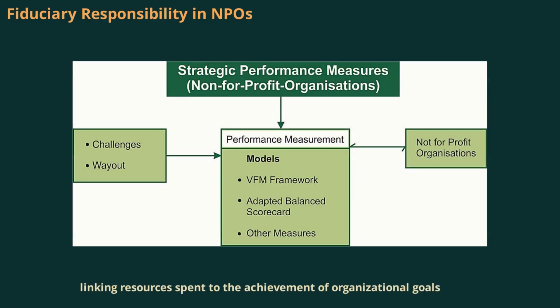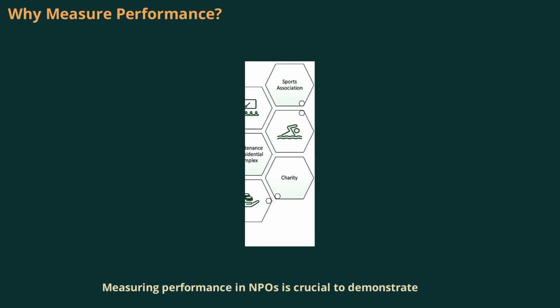As a result, measuring performance in NPO is crucial to demonstrate that resources are being used efficiently and effectively. Contributors, whether individuals or institutions, want to see tangible results from their donation. Performance measurement helps NPO establish a clear link between the funds spent and the outcomes achieved. It also guides decision-making, ensuring that every action taken aligns with the organization's mission, by tracking both financial and non-financial indicators.